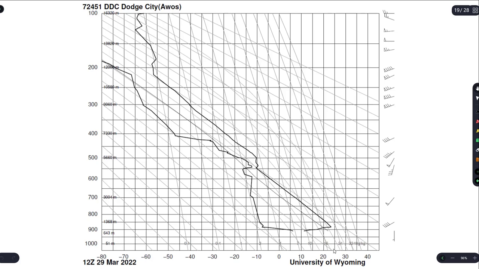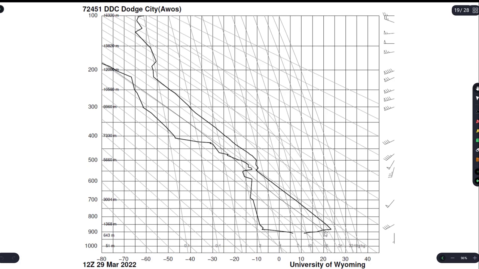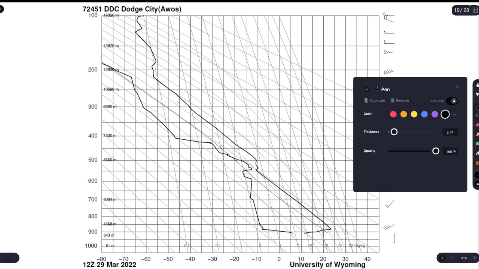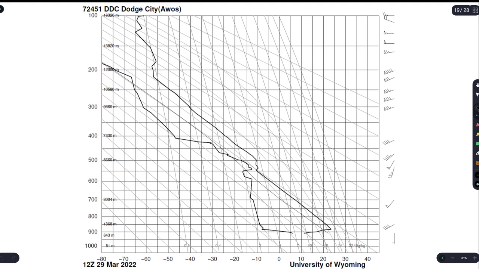Dodge City is a relatively elevated place. Its surface elevation is roughly 3,000 feet, which corresponds to a surface pressure of roughly 910 millibars. But if we have a surface temperature right here, as the balloon launched, the surface temperature, and this is in Celsius, of course, was roughly 12 degrees Celsius. The surface dew point was roughly 6 degrees Celsius.